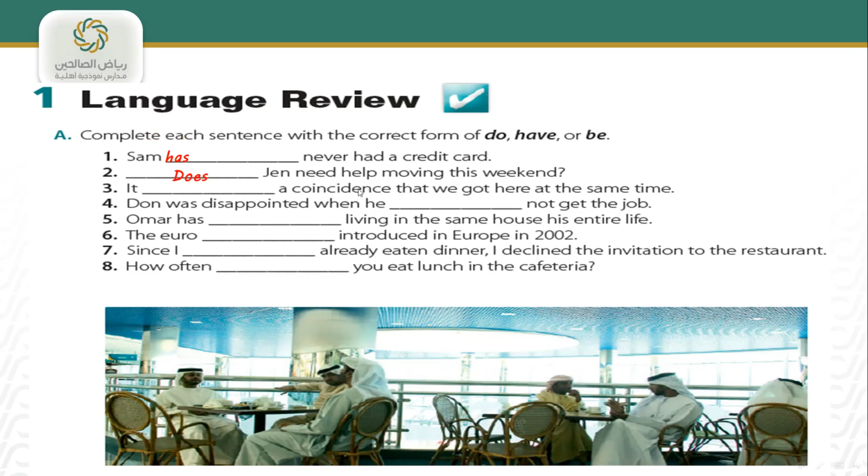Is it a coincidence that we got here at the same time? So it is the verb to be, and it can be past tense or present tense. So we can use is or was.